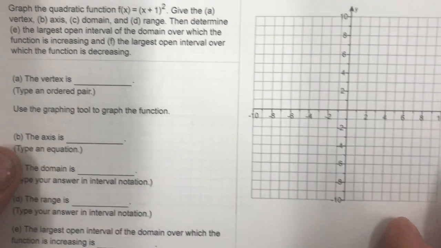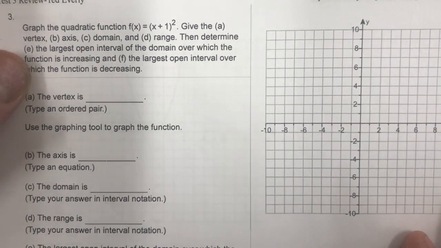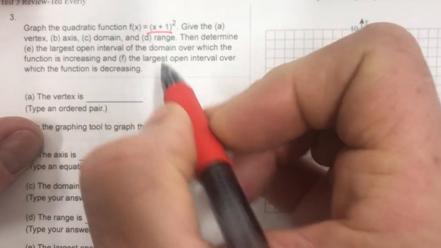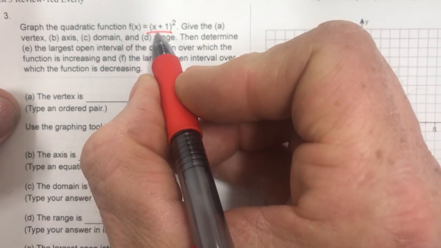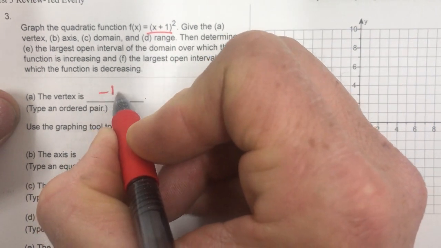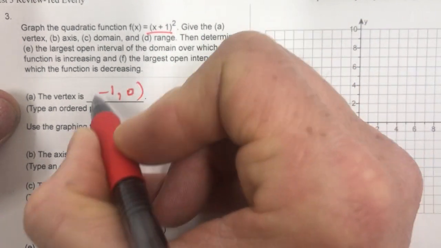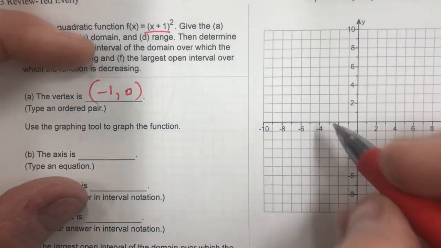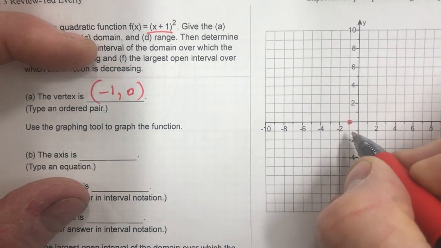Number 3. Okay. All right, this one we got to graph it. So here you go. This is vertex form, so negative 1 is my x. But see, there's no number right here, so that means 0 is my y. So there's my vertex right there. All right, so if I graph this, negative 1, 0, right here's my vertex.